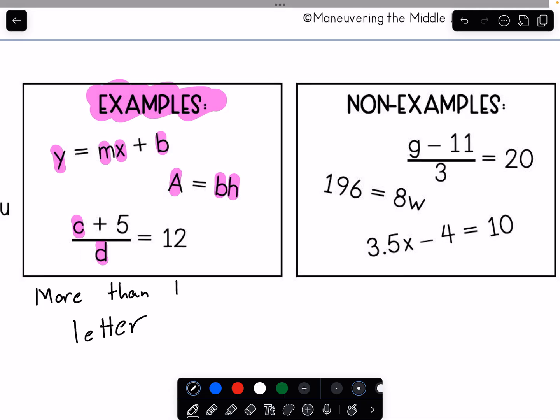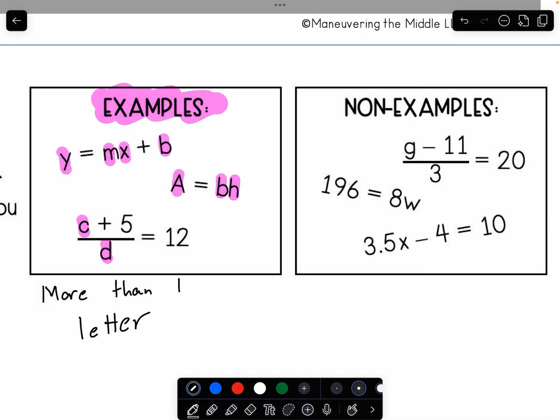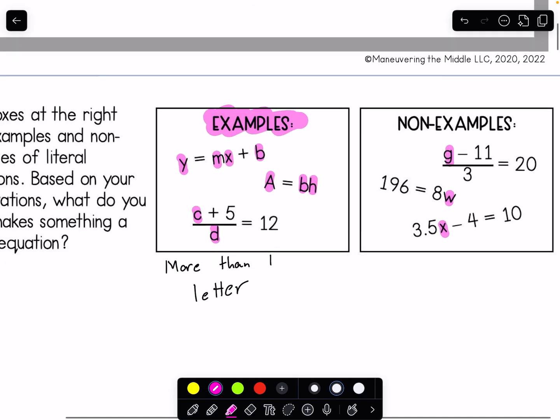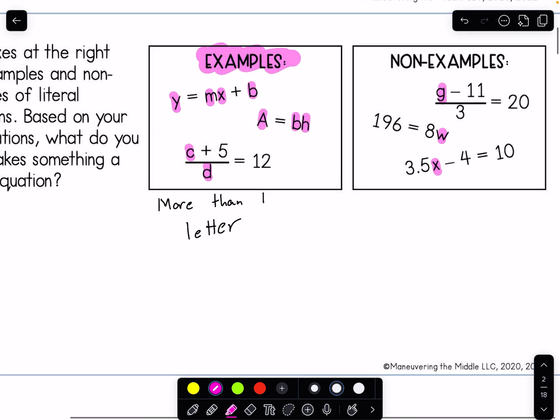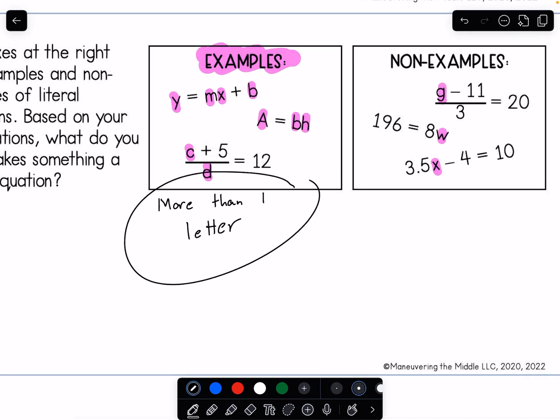Take a second, look over the examples on the right hand side, the ones that say non-examples. And you'll notice that for each of those, there is only one variable per equation. So again, the difference is these have more than one letter, these only have one.